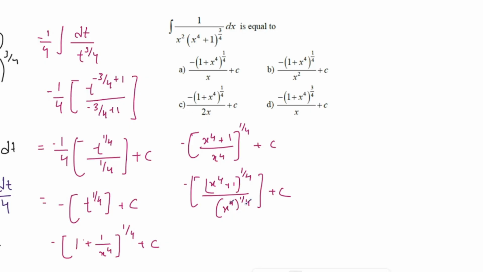So the 4 and the 4 cancel out. The final answer is x power 4 plus 1 the whole power 1 by 4, the denominator is x, plus c. So we forgot to put minus in the beginning. Minus. So after all of this, we can conclude that yes, option A is there. Option A is the right answer.